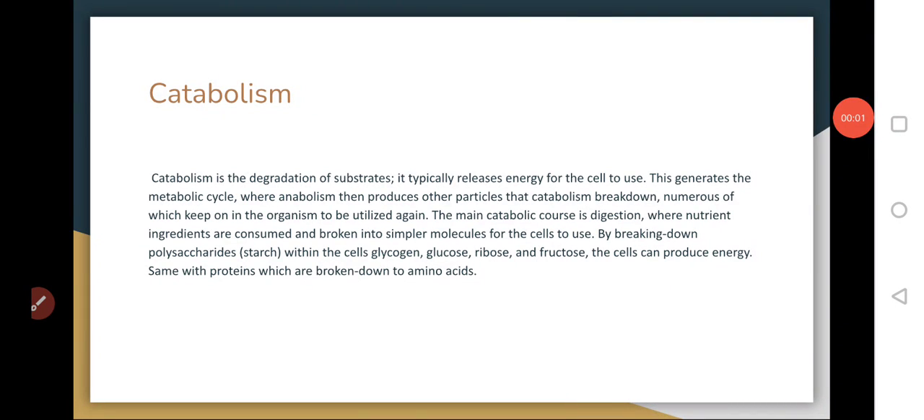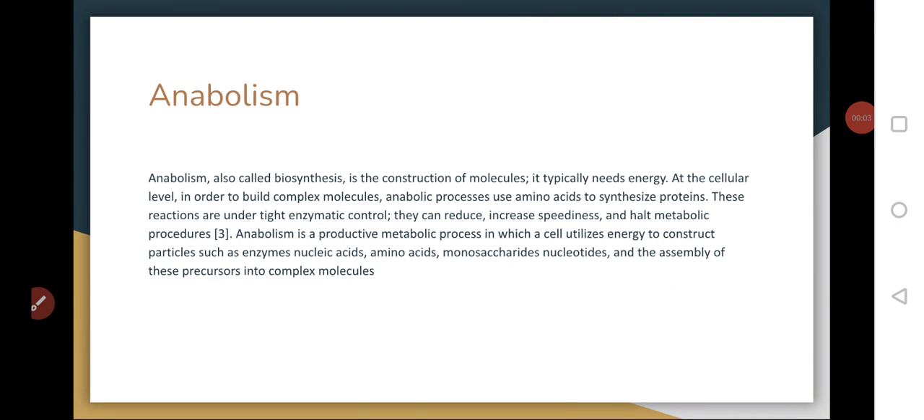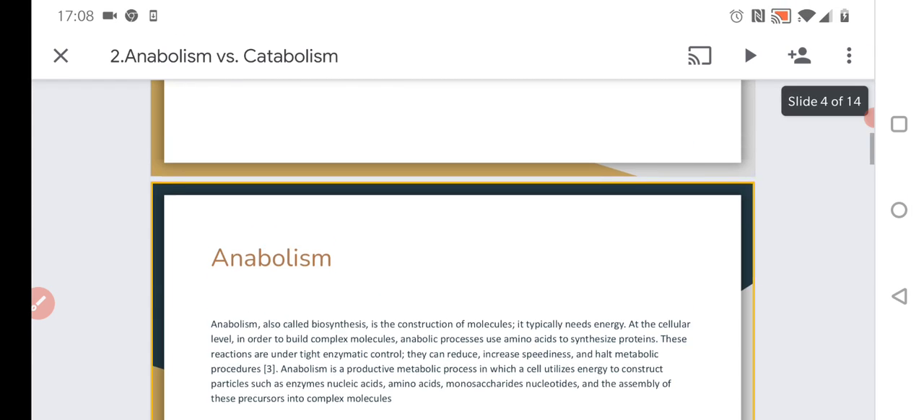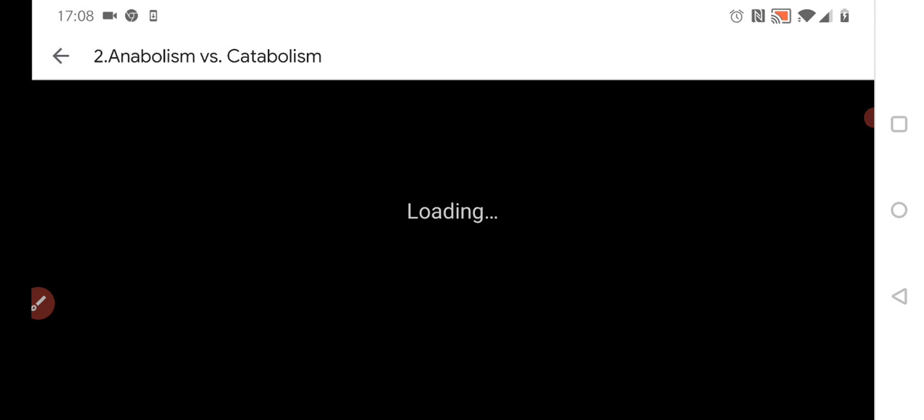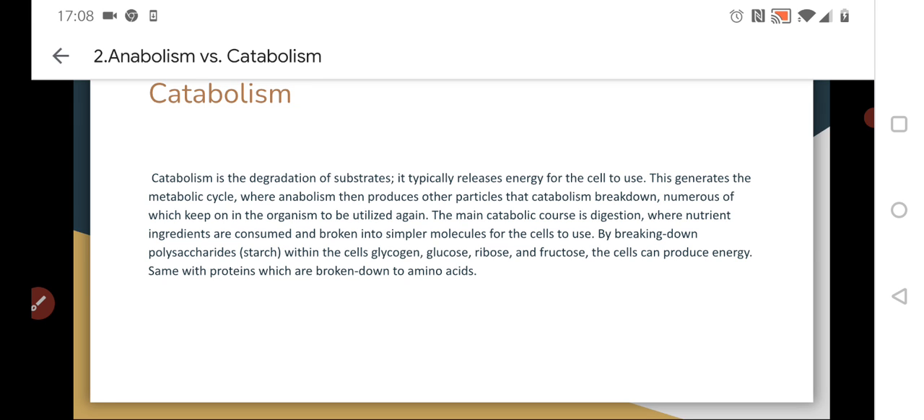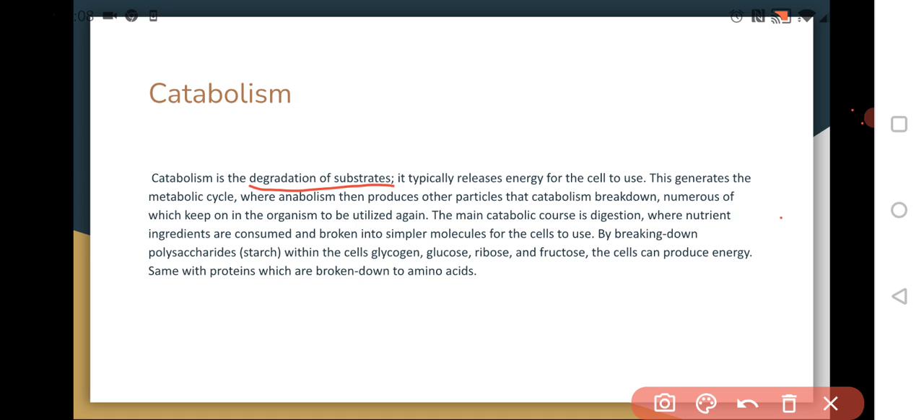So as we already started to talk, catabolism is degradation of substrates, yes? So breaking down, so losing connections between molecules. And it typically, of course not always, releases the energy for the cell to use. Sometimes the main goal of the catabolism is to get the energy.